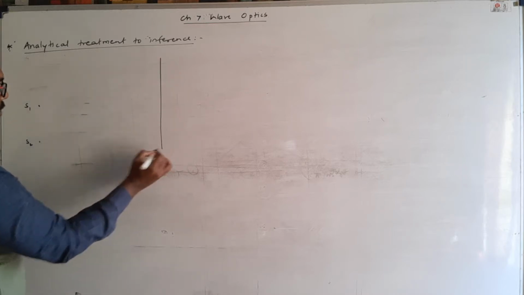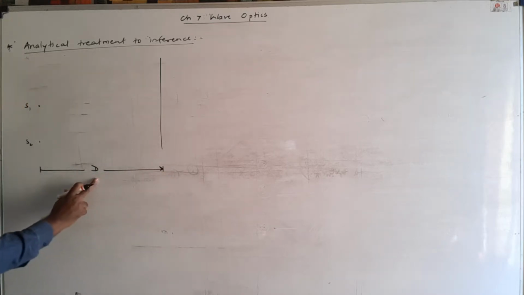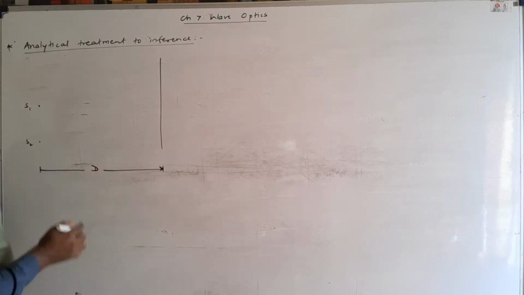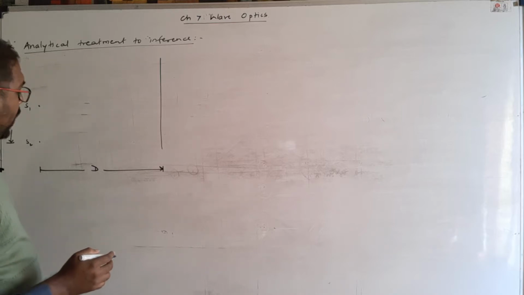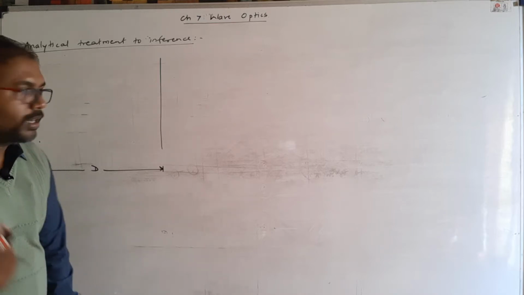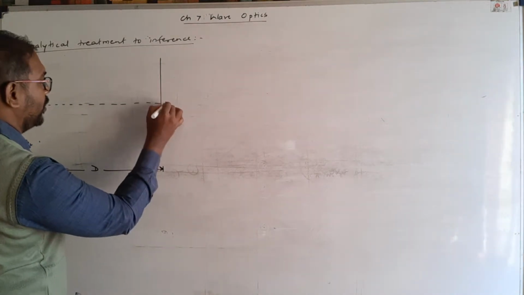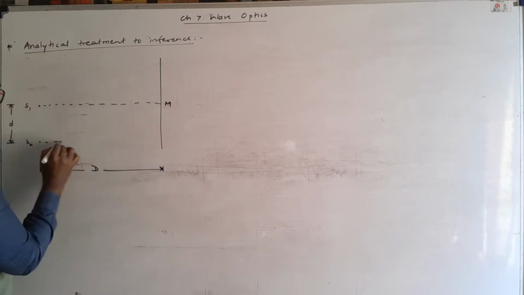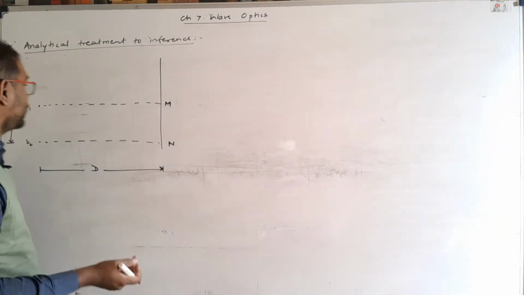They are kept at a distance capital D from the screen. You can see this capital D is the distance of the screen from the sources. And the distance between these two sources is small d. Now I have to draw a perpendicular line from S1 on the screen. So S1M is a perpendicular line, and S2N is another perpendicular line on the screen.